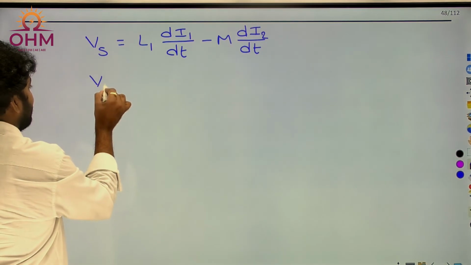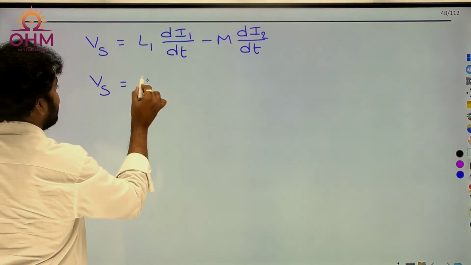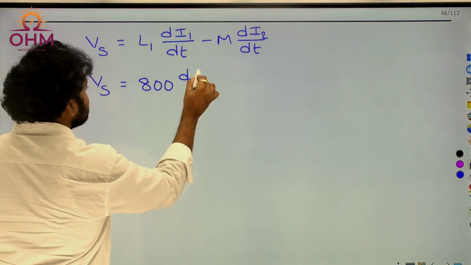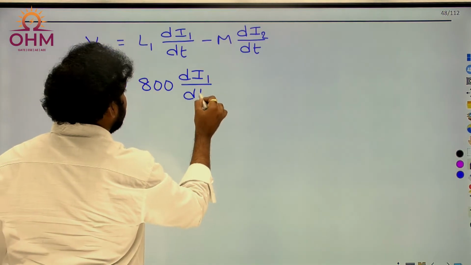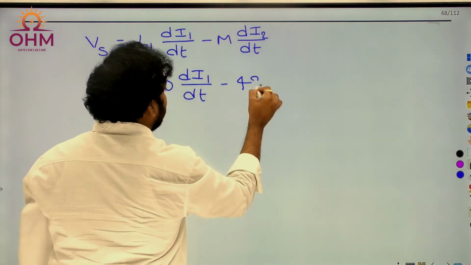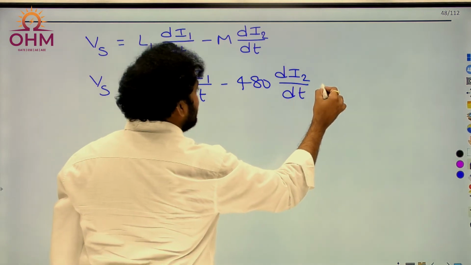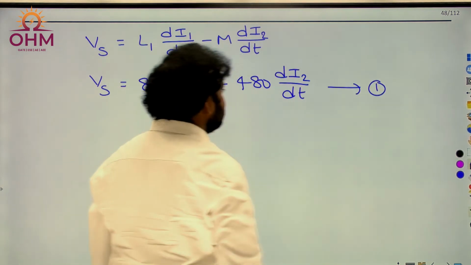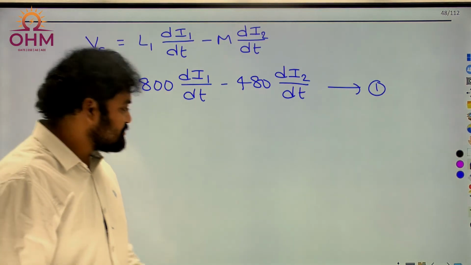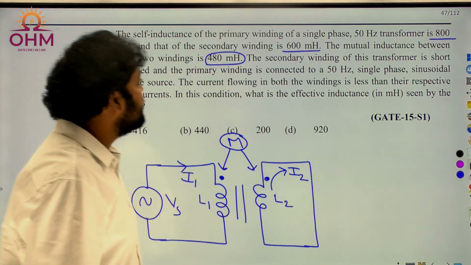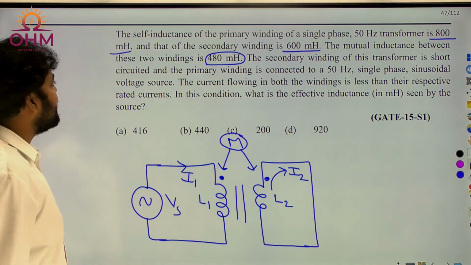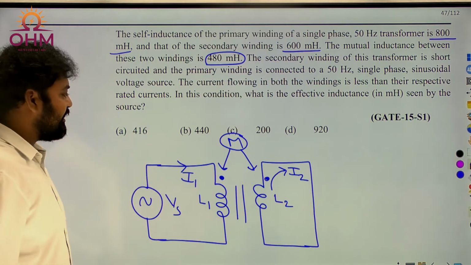Yes, therefore, supply voltage is equal to, what is L1 given? 800 millihenries di1 by dt minus M value given as 480 di2 by dt, right? Keep it as equation number 1. This is the KVL equation on the source side. Let me check the values. Yes, primary inductance 800, mutual inductance 480.